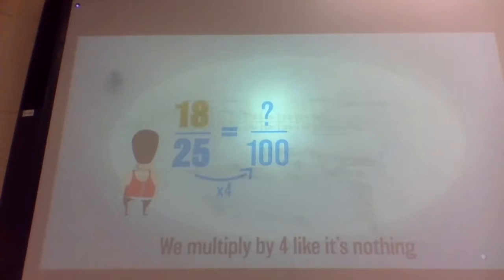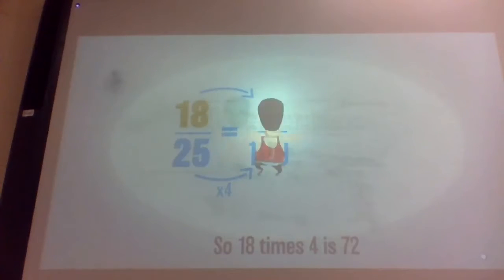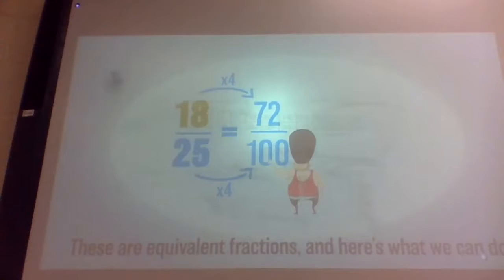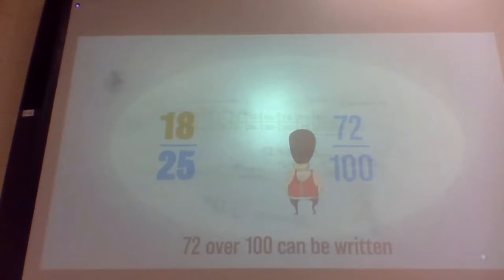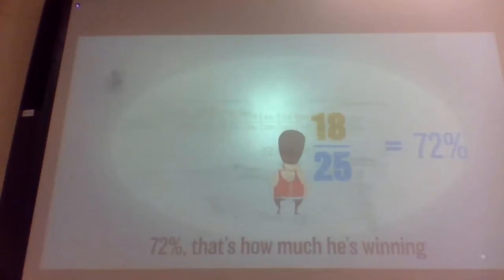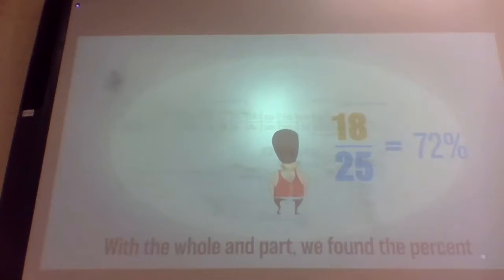We multiply by 4 like it's nothing. So 18 times 4 is 72. These are equivalent fractions. And here's what we can do: 72 over 100 can be written as 72%. That's how much he's winning. With the whole and the part, we found a percent.